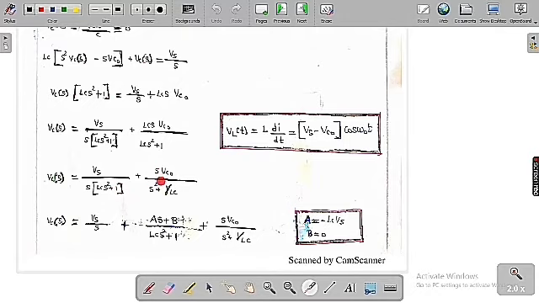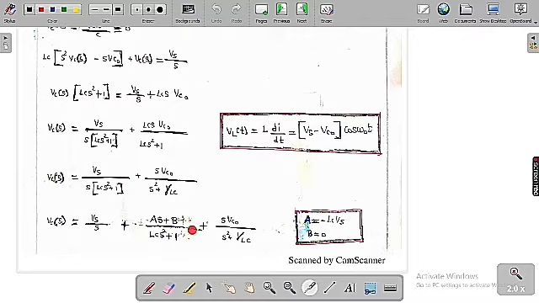Here I am going to take 1 by LC as common, then LC cancels, and I am going to get s into Vc0 by s square plus 1 by LC. So now I am going to split this into two partial fractions, which is A by s plus Bs plus C by LC s square plus 1. I am going to get finally Vs by s plus As plus B by LC s square plus 1 plus s into Vc0 by s square plus 1 by LC.